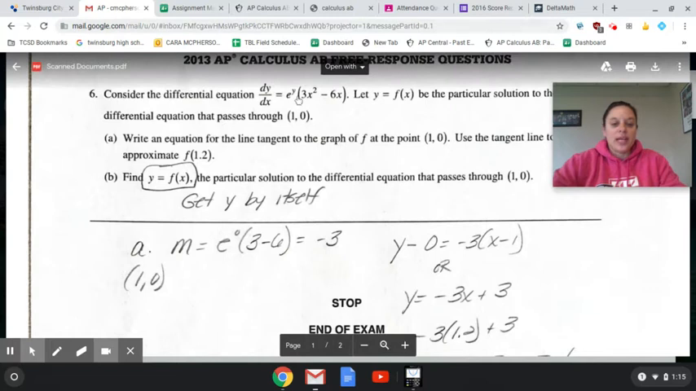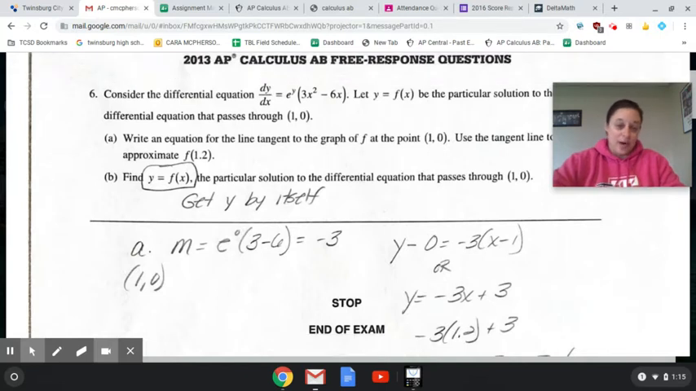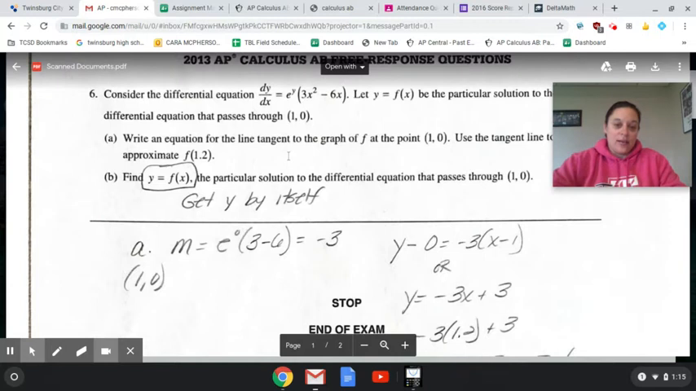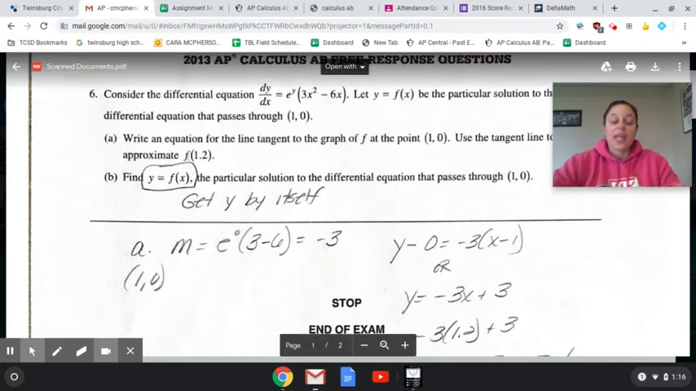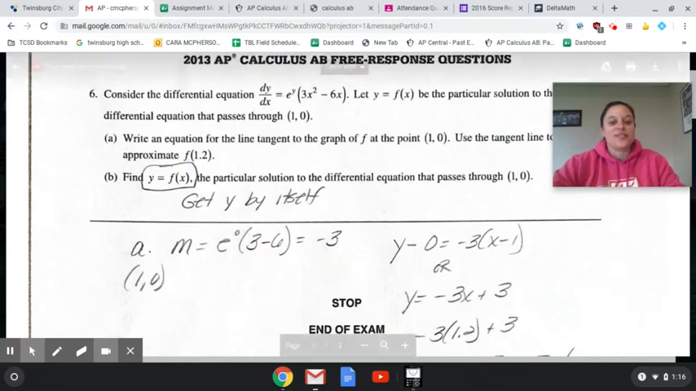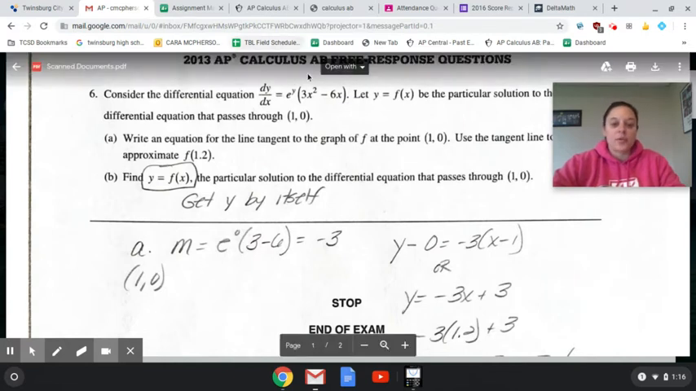The first part of it, they gave you a differential equation. You can tell just by looking at it that you're eventually going to be asked to separate and integrate. They didn't do that in part A, but they did that in part B. And then part A is asking you to use that equation to write an equation of a tangent line and make an approximation. So anytime you're writing a tangent line, you need two things. You need a slope and you need a point. The point was provided, (1, 0).